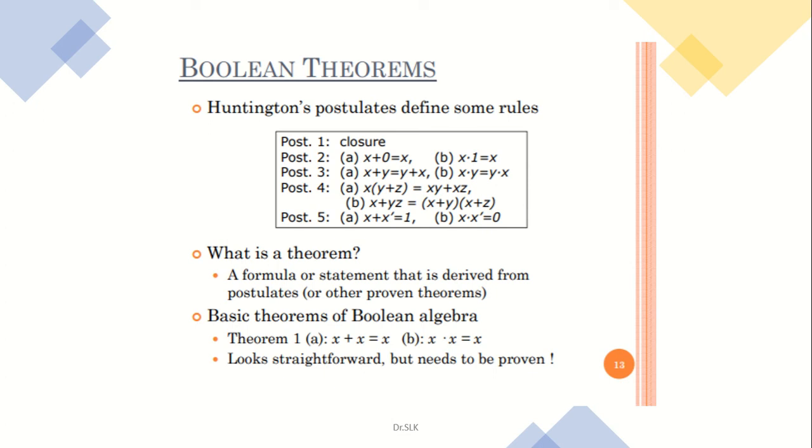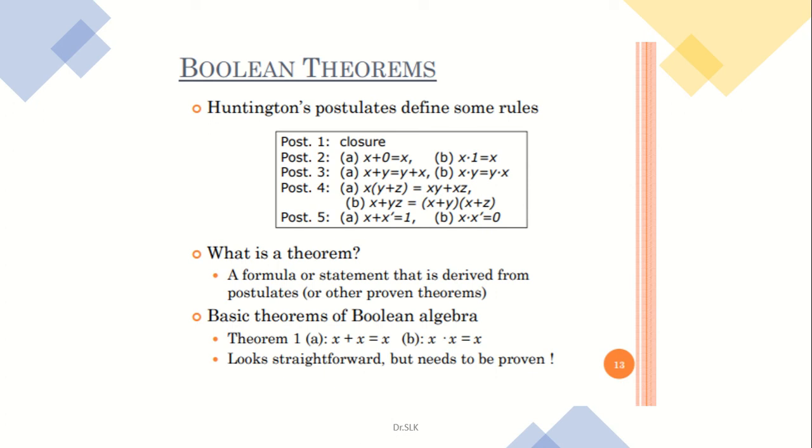He defined some rules. Postulate number 1 is the closure axiom, and postulate number 2 is the identity axiom, which is 0 for the addition operation and 1 for multiplication. Postulate number 3 is the commutative axiom: for addition, x plus y is equal to y plus x, and for multiplication, xy is equal to yx.